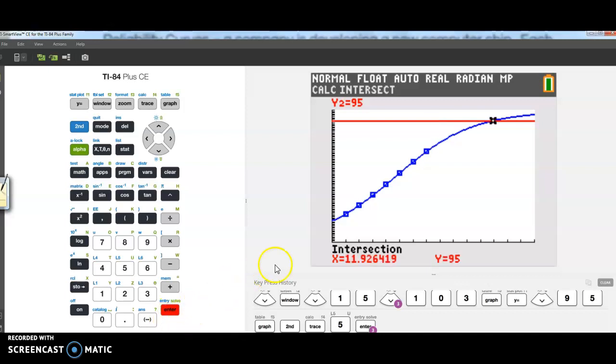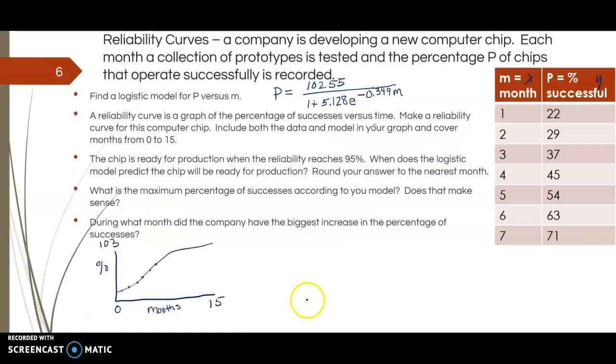And I get the intersection is 11.92, and they told me to round to the nearest month, so I'll round that to 12 months. So it's ready for production at 12 months out.